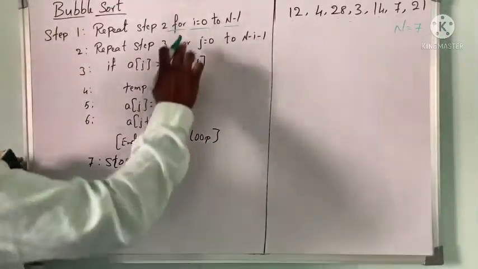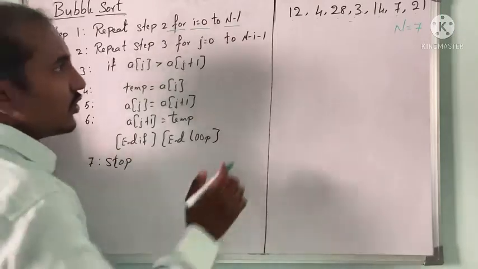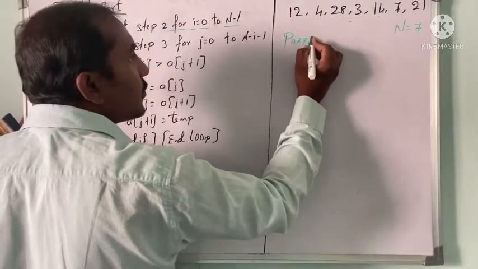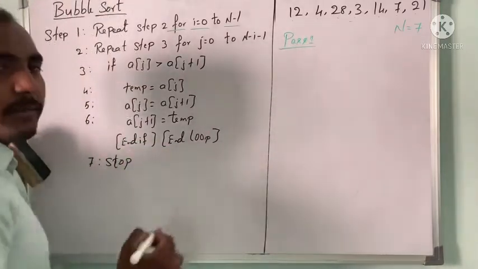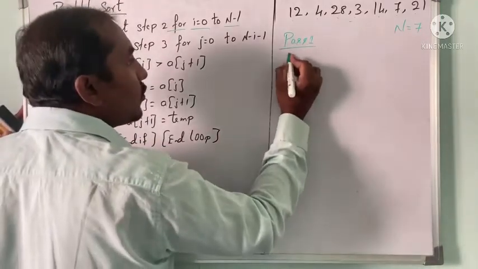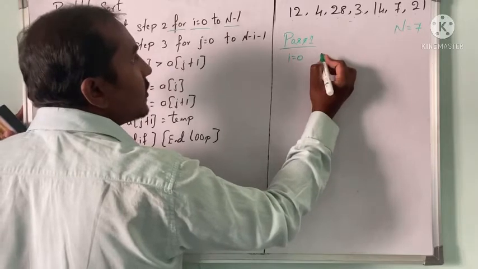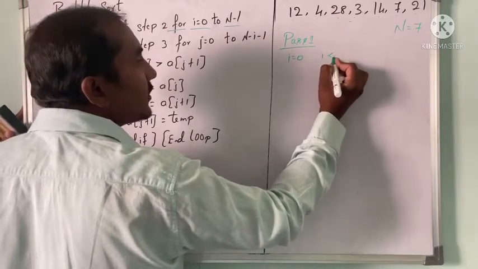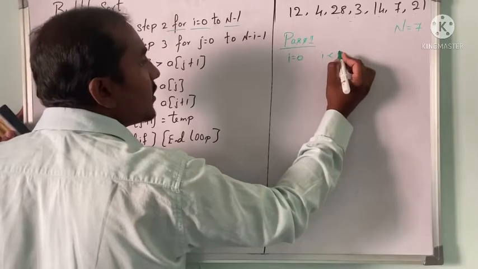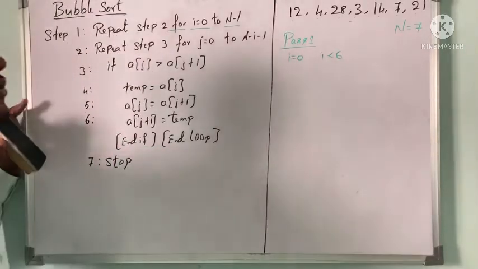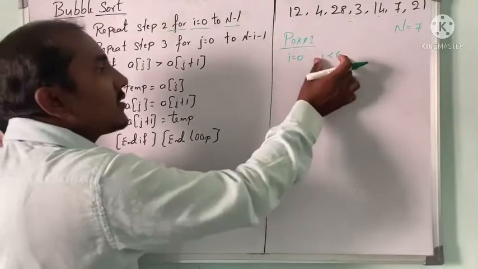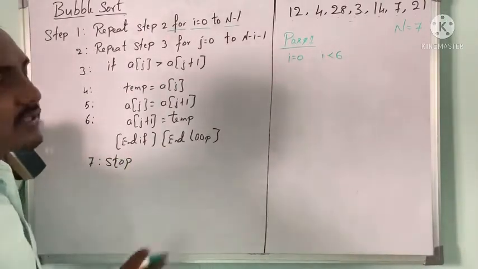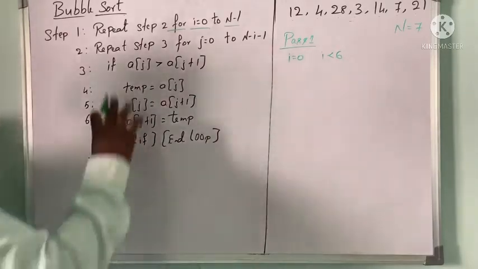Initially we are going to start with i equal to 0. I'll consider this as pass 1. In pass 1, first we write i equals 0 and n minus 1, that is, until i is less than n minus 1, which is nothing but 6. Until this condition is satisfied, we are going to repeat these statements.